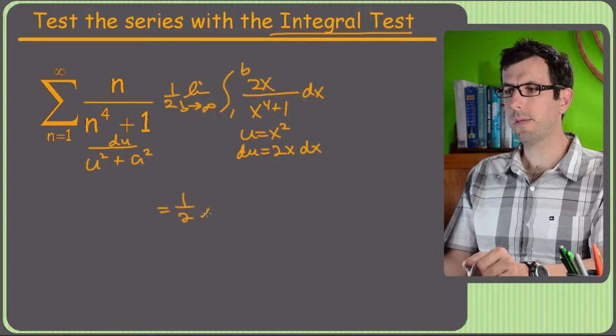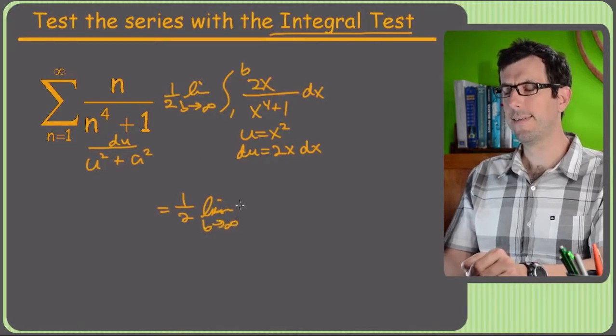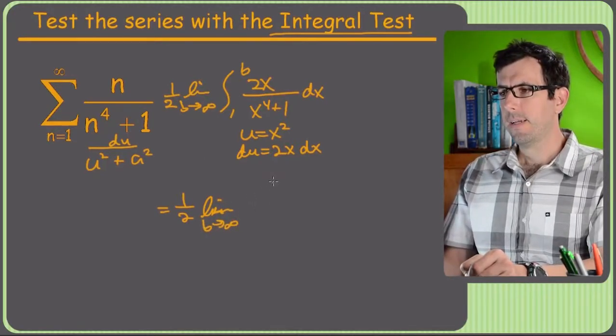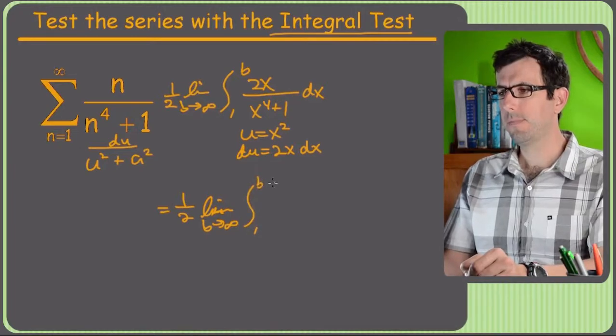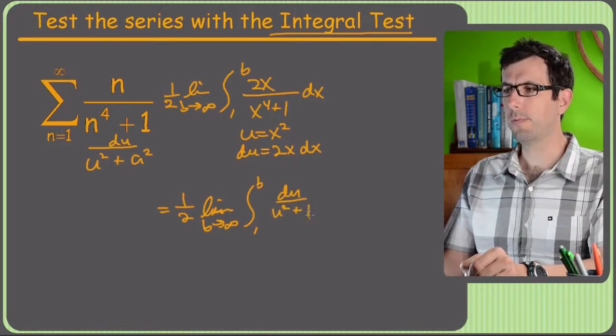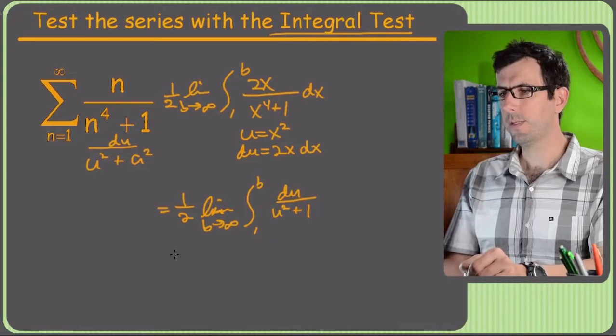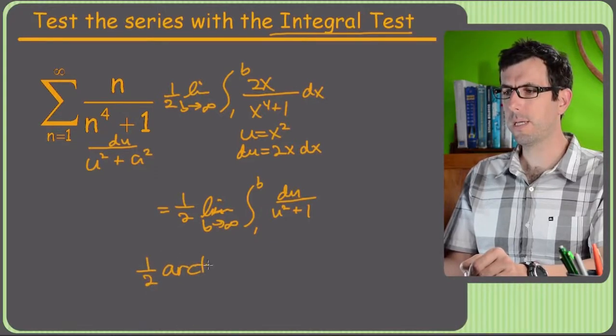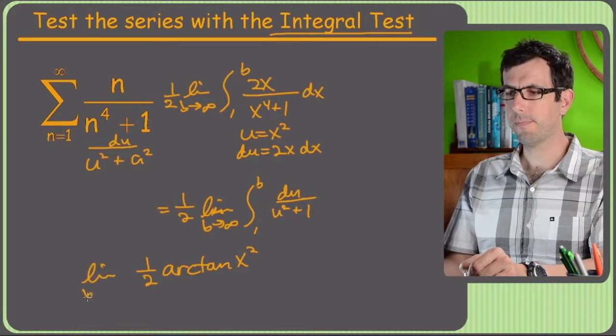All right, so I get 1/2 times the limit, 1 to b of du over u squared plus 1. All right, so this is going to integrate to 1/2 times arctan of x squared. And of course, it's the limit of that as b approaches infinity, from 1 to b.